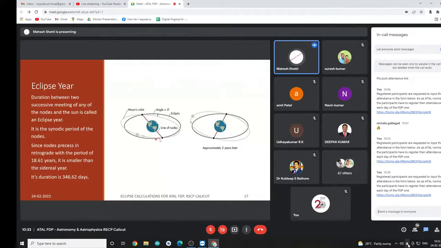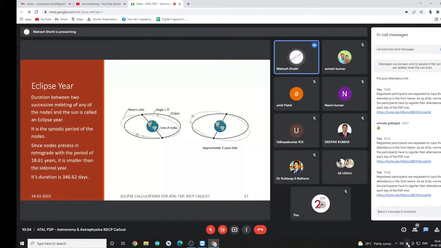So as seen from the north, it is moving in the clockwise direction. This is the retrograde motion, because the orbit of the Earth, the rotation of the Earth, everything is in the anti-clockwise direction, whereas the line of nodes is moving in the opposite direction, the clockwise direction.